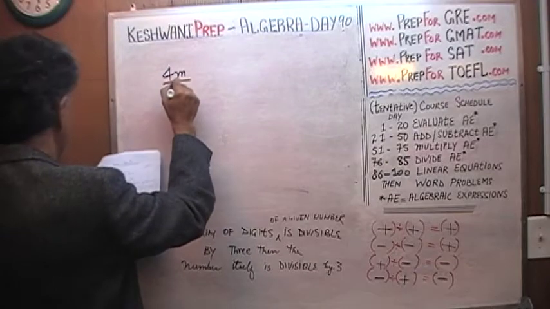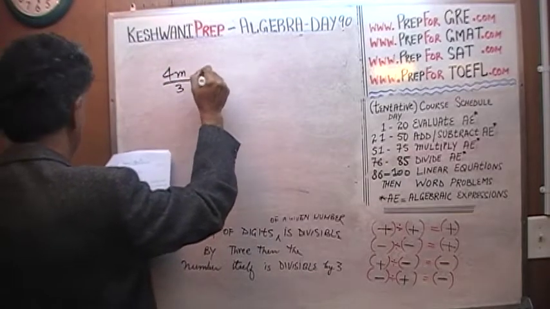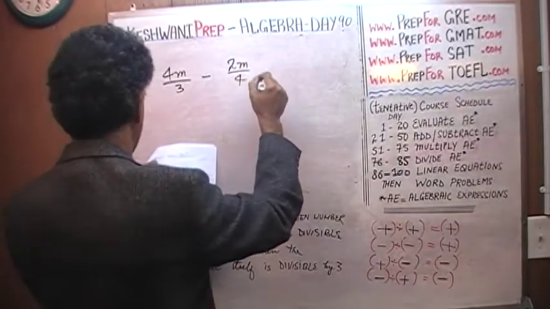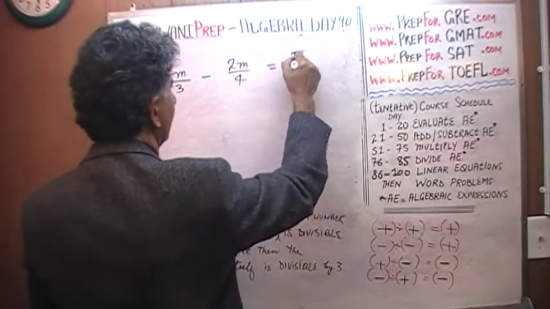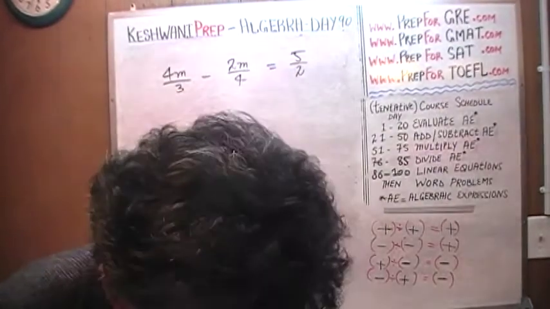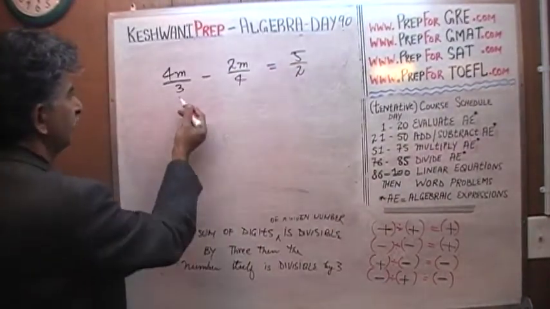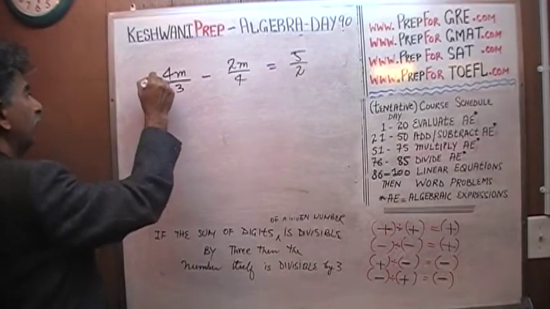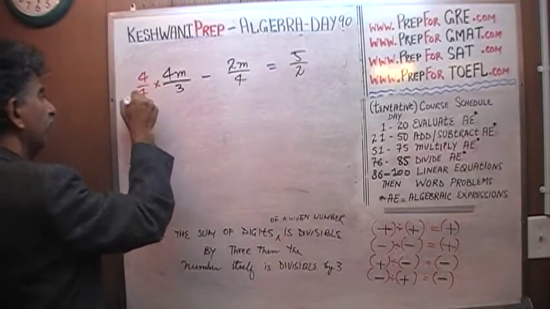4m over 3 minus 2m over 4 equals 5 over 2. Let's see what we can do. Again, the common denominator of 3 and 4 will be 12. How do I make this 3 into a 12? By multiplying top and the bottom by 4.